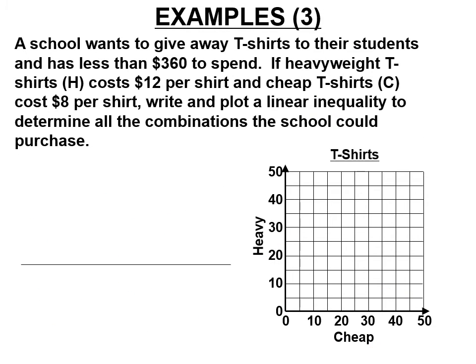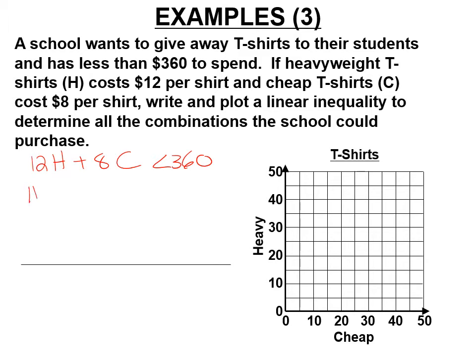All right, so let's do this again. A school wants to give away t-shirts to their students and has less than $360. So less than $360. If heavyweight t-shirts cost $12 per shirt, so we said use capital H for the heavyweights, and our coefficient is our rate, $12 per heavyweight shirt, and $8 for the cheap shirts, we use C. So that's our linear inequality.